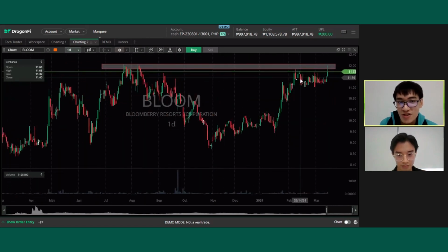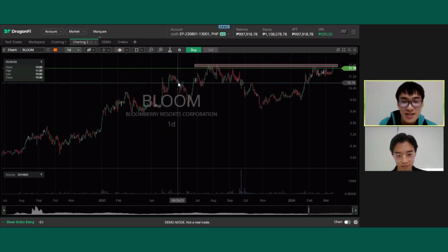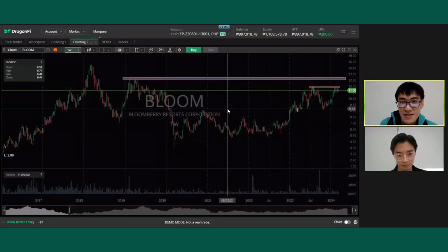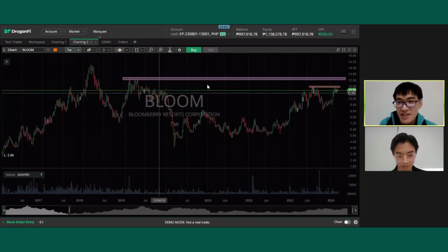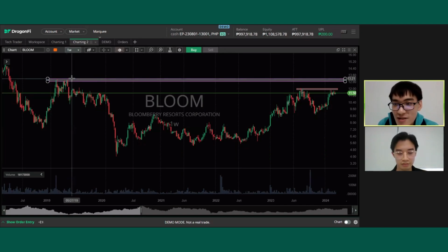The next, where do you set your target price? For me, I can't really see a resistance level. So we go to the higher time frame. So maybe punta tayo sa weekly chart, 10 years. So ayun, di ba? May resistance level ka na dito. Here, once it hit this level, bumagsak. Hit this level, bumagsak. So here, you have a resistance level. That's around 13 pesos, di ba?